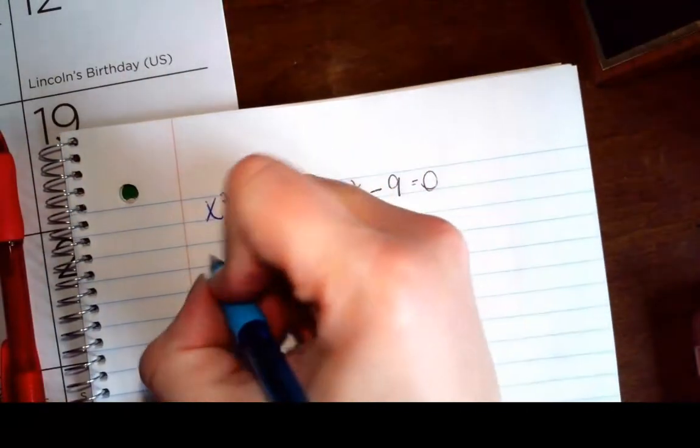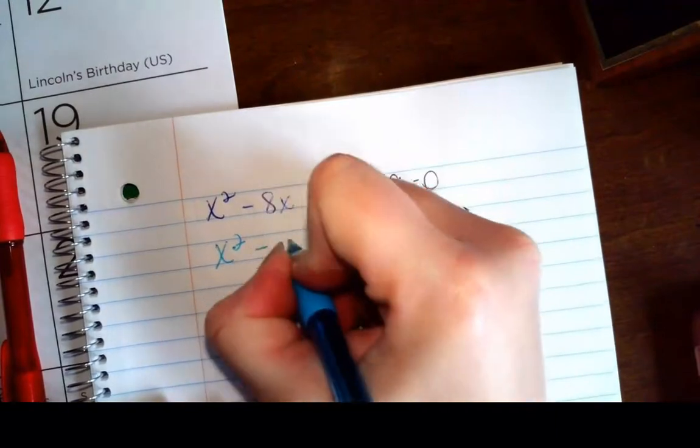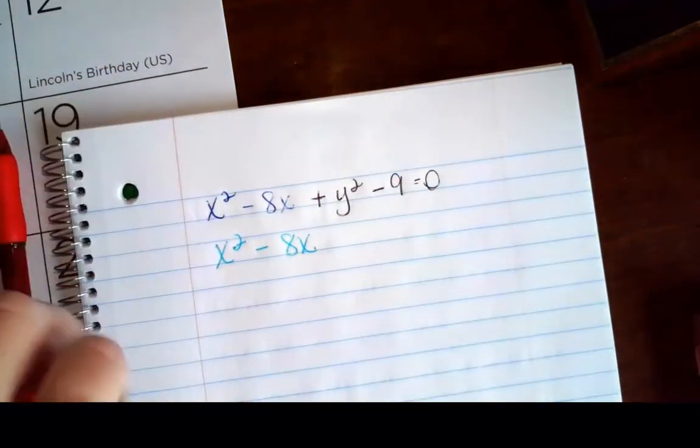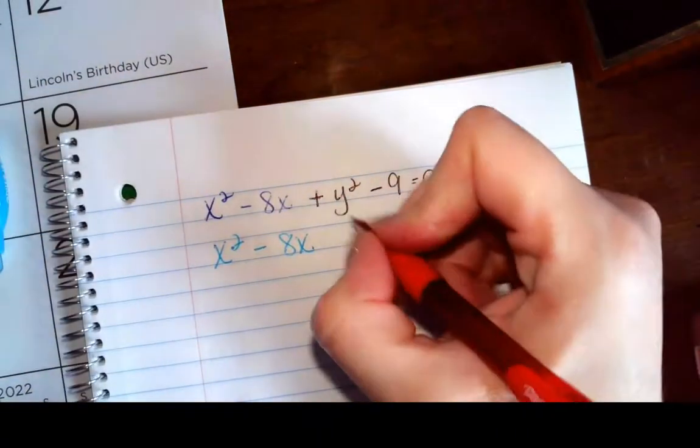So I am going to put all my x's together with a little bit of a gap. So I've got x squared minus 8x. Okay, I'm going to put my y's together with a little bit of a gap.